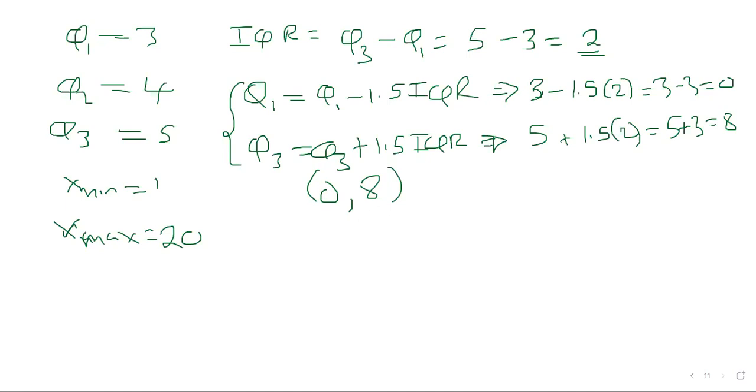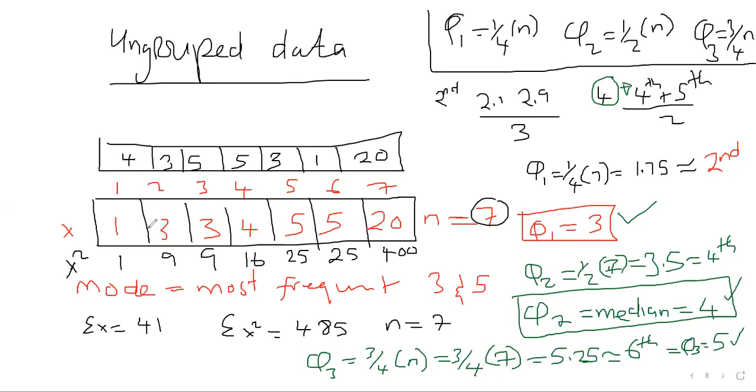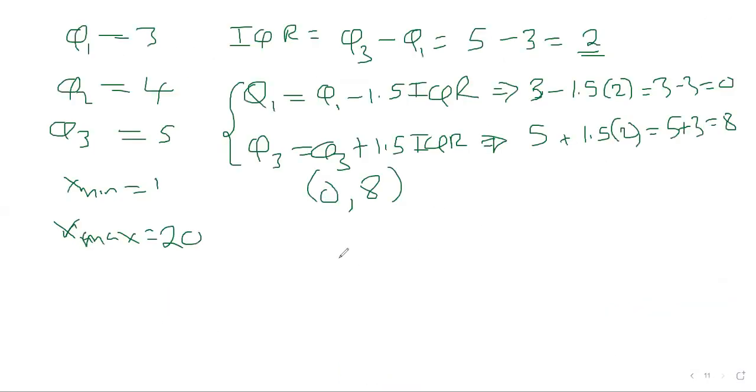So our values were starting from what? 1, 3, 3, 4, 5, 20. So which figures are outside that range between 0 and 8? 20. So 20 is called an outlier. So we illustrate the outlier using what we call a box whisker plot.